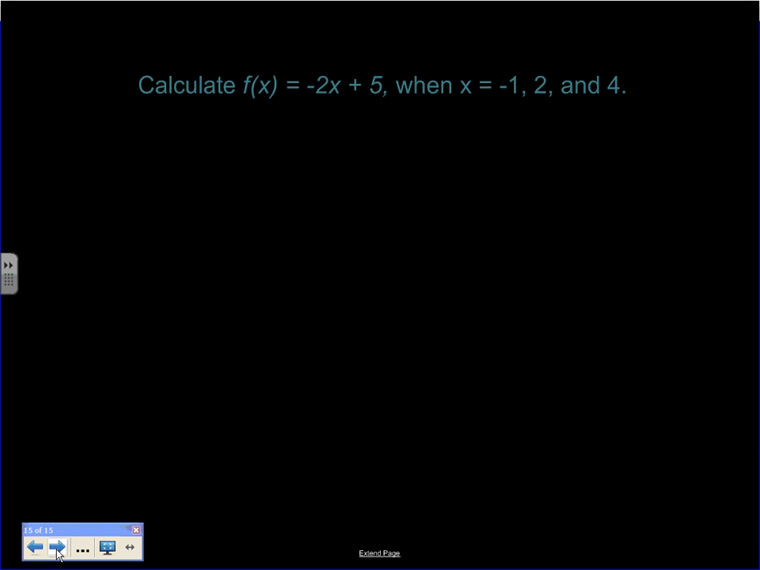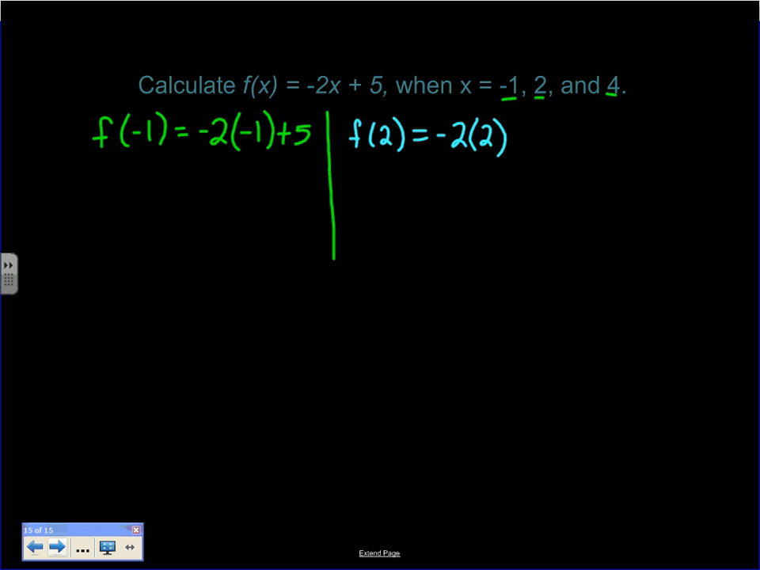Sometimes you're just given a problem that says calculate f of x is equal to negative 2x plus 5 when x is equal to negative 1, 2, and 4. That's kind of like what we were just doing. You're just going to have three different problems here. So f of negative 1 is equal to, and we substitute negative 1 in for x. There's the first problem. Second problem, we substitute 2 in for x. And for the last part, we substitute the 4 in for x. And you just work these out.